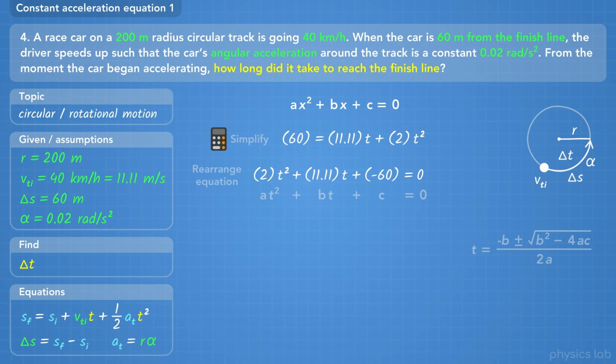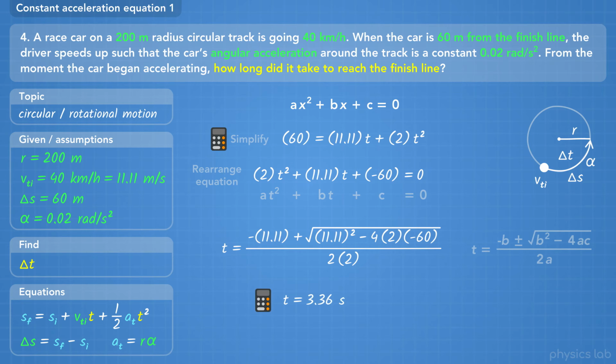We'll start with the plus version of the plus or minus symbol. When we do that, we get this equation. It's big, but we can plug that into a normal calculator, or we can simplify it in steps. But when we solve it, we get t equals 3.36.